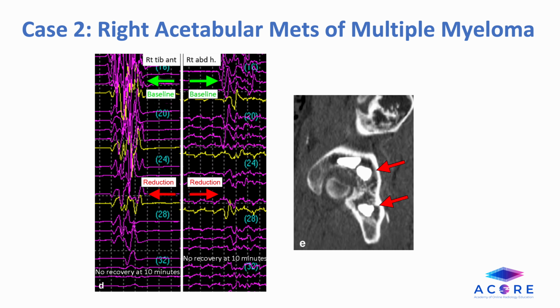Motor evoked potential tracings of the right tibialis anterior muscle, shown on the left side of the tracing, and right abductor hallucis muscle, on the right side of the tracing, demonstrated a greater than 50% amplitude reduction, shown by the red arrows, at 3 minutes from the baseline, which is shown by the green arrows. The freezing cycle was promptly terminated and amplitude did not actually recover to baseline after 10 minutes. Hence, no further freeze cycles were attempted.